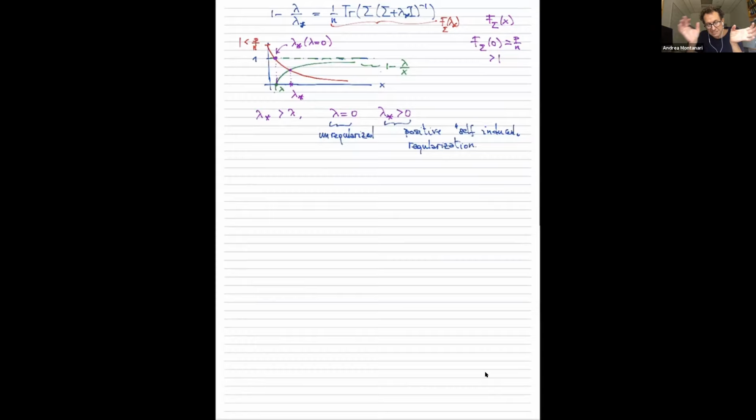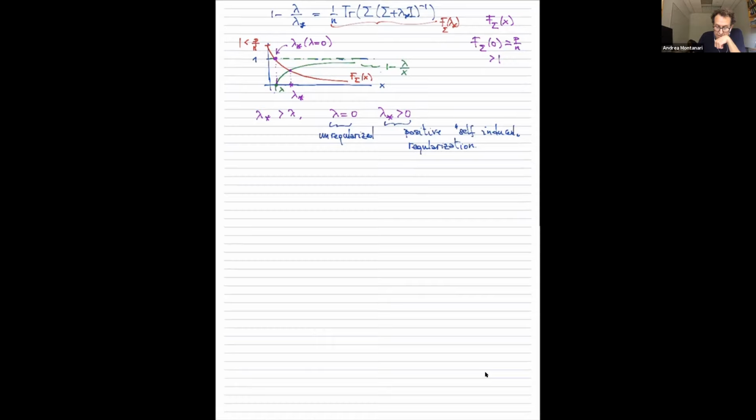These are these two functions, the green function and the red function. The green function is always strictly increasing, and the red function is strictly decreasing. And the red function starts at p over n and goes to zero. So they always have one intersection. So in fact, for lambda positive, it doesn't matter what p over n is. There is always a unique positive solution. So the right-hand side of this formula is of the order of p over n. Am I understanding it correctly?